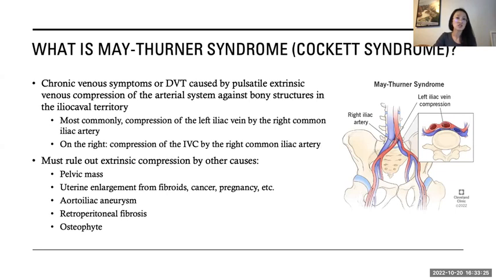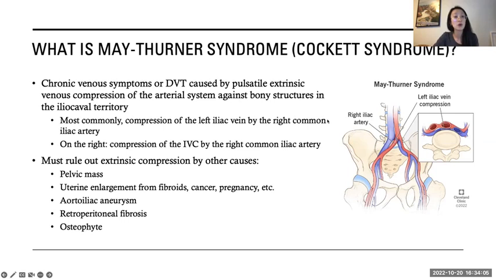So what is May-Thurner syndrome, otherwise called Cockett syndrome or iliac spur syndrome or iliac compression syndrome? It's basically a chronic condition that results in chronic venous symptoms or DVT caused by a compression force, a pulsatile extrinsic venous compression by the arterial system. Usually, in most cases, we think about the left iliac vein being compressed by the right common iliac artery, though sometimes it can also be on the right side, with the most common physiology there being compression of the IVC by the right common iliac artery.